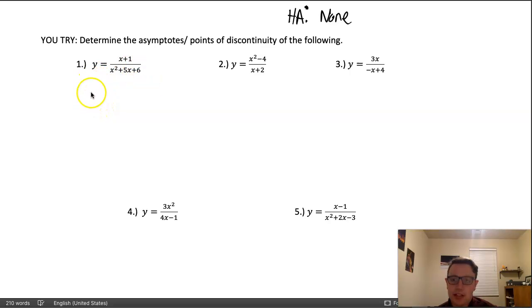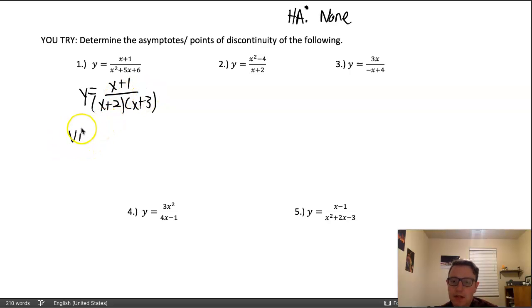So to factor this, we need to take this. X plus 1 is going to be good. We don't need to factor that. But for the bottom, we're looking for factors of 6 that add up to 5. We're going to get x plus 2 times x plus 3. So this is our factored form. Does this tell us that we have any holes? The answer is no, because we have nothing to cancel out.